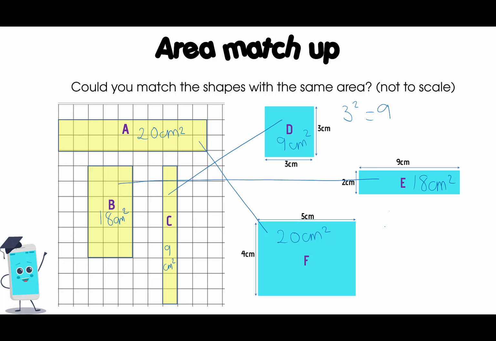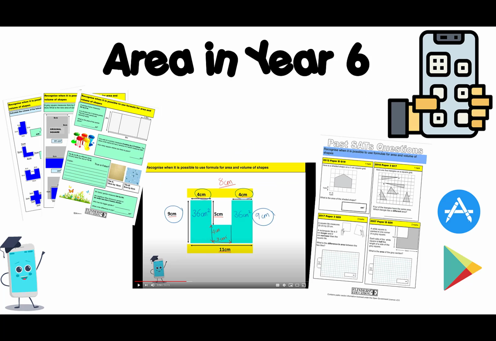So if I write that out, we have A and F, we have B and E. I'm going to write that in a bit neater. And we have C and D. Did you get those right? Okay, hopefully you've learned something new today and you feel confident to find the area of squares and rectangles.